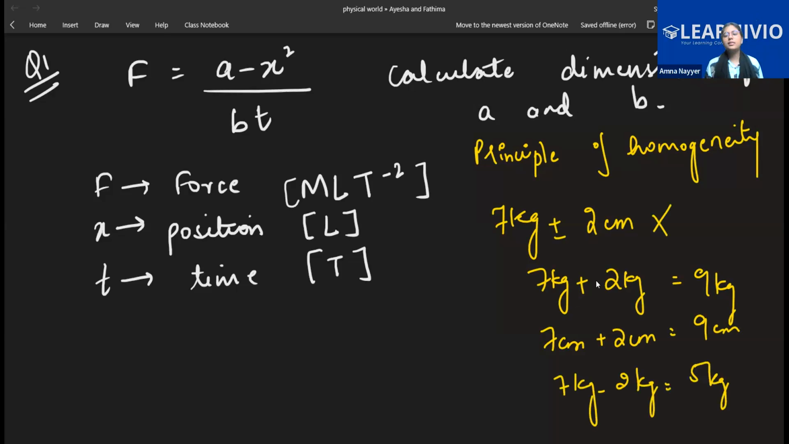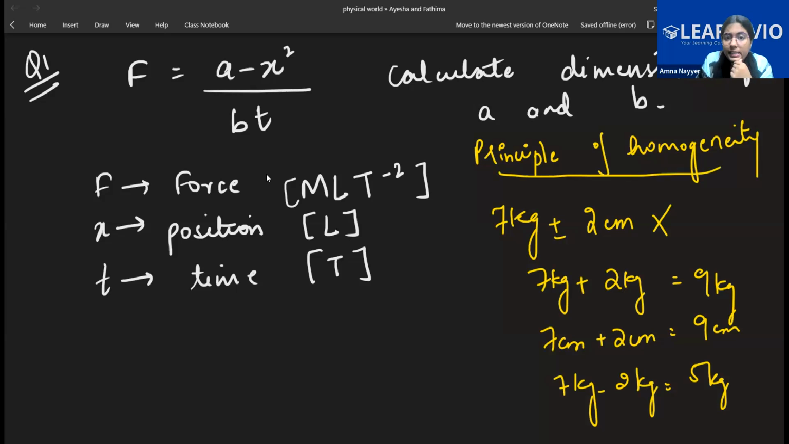So what is the principle behind this? You can add only those quantities that have the same dimensions, class. You cannot add 7 kg plus 2 centimeter because this has the dimensions of mass and this has the dimensions of length. If we are able to add or subtract two quantities, the reason is that they have the same dimensions, and this is what is called the principle of homogeneity.